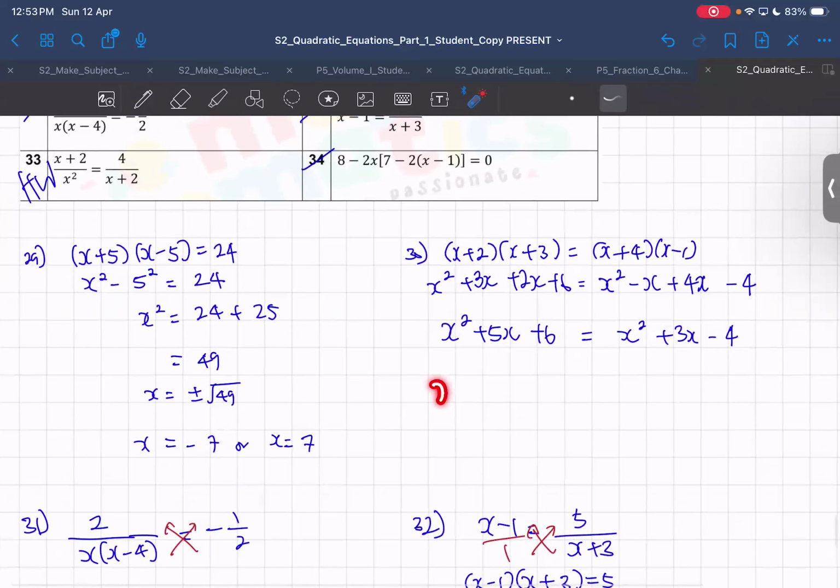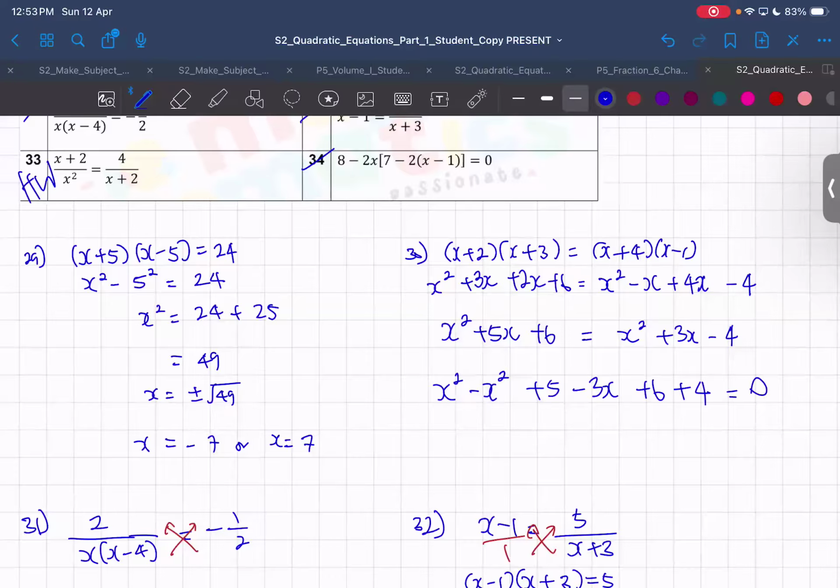Okay, so combine, bring all the x squared, bring all the x, and then bring all the constants. Okay, so you simplify again. You realize that my x squared minus x squared is 0, so I'm left with 2x plus 10 equals 0. And then I just need to find x.